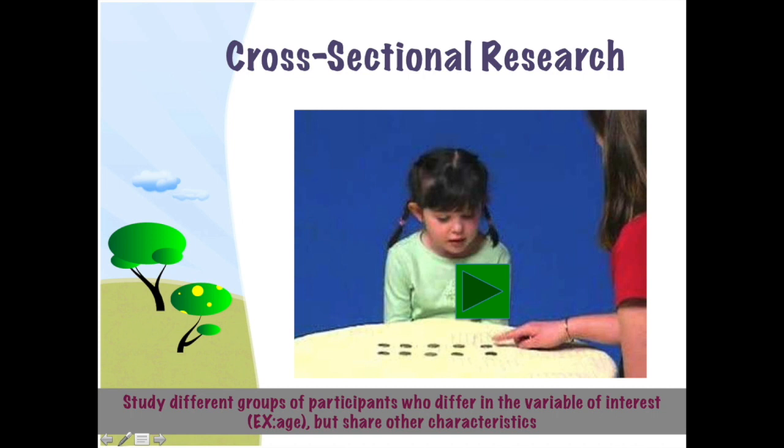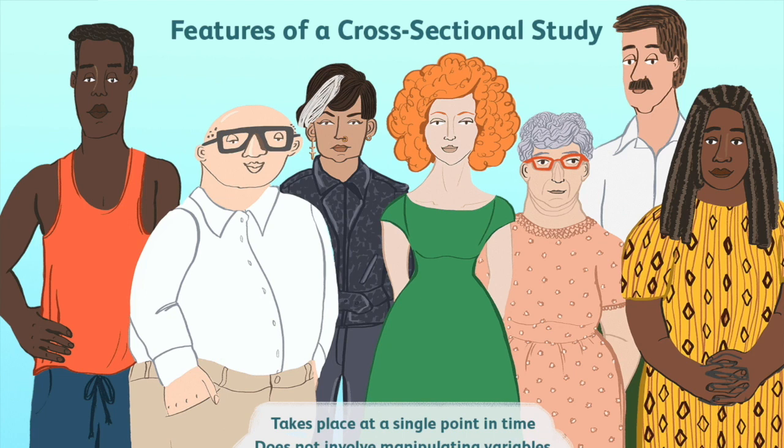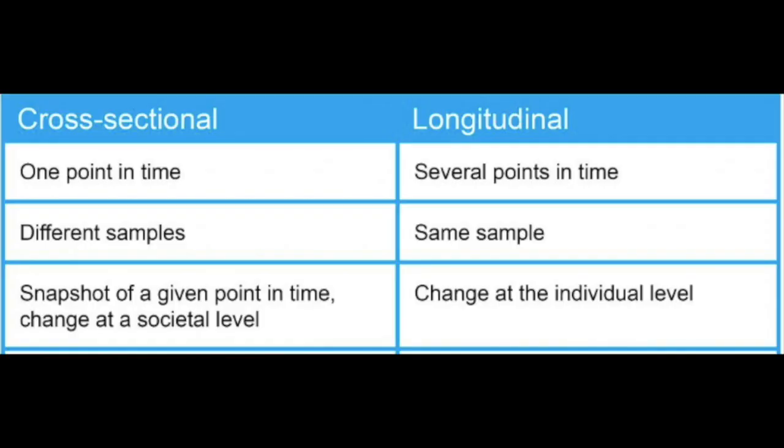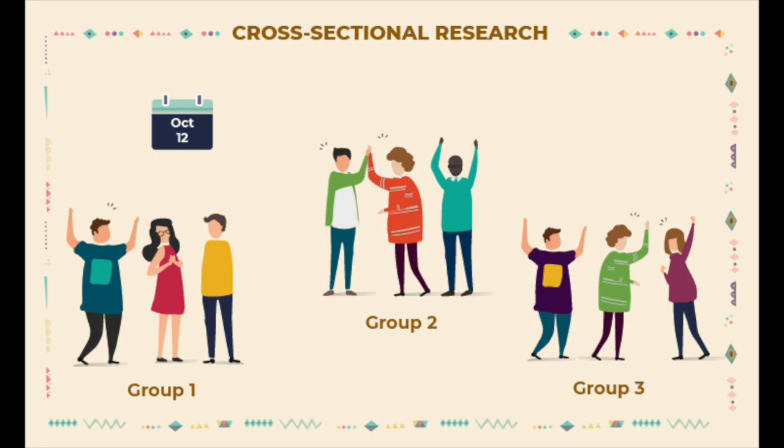So, cross-sectional research is another type of non-experimental research. We've talked about it before, but just as a review, cross-sectional research is where we study different groups of people who differ in the variable of interest but share other characteristics, such as socioeconomic status, educational background, ethnicity. So, for example, instead of studying one group of people when they are 5 years old, and then again when they're 10, and then those same people again when they're 15, and then again when they're 20, like we do in longitudinal research, you can study 4 different groups of people on the same day that are those ages.